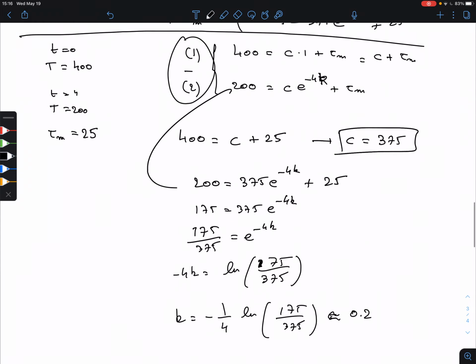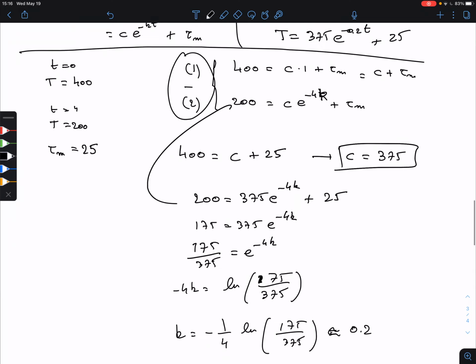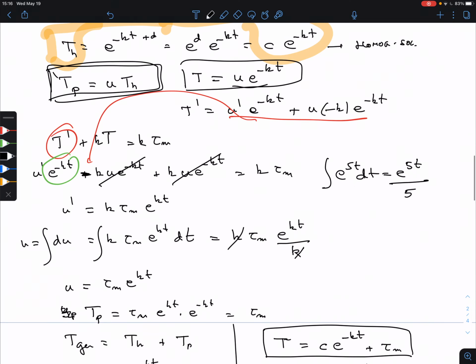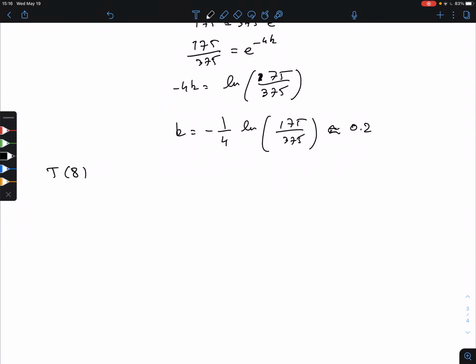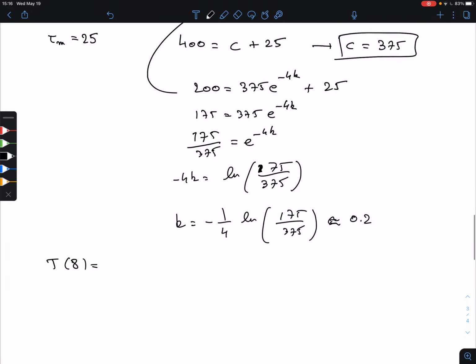If you work this out, T at 8 is going to be 375 e to the minus 0.2 times 8 plus 25. And if you calculate that number, it's supposedly 107 degrees. So after 8 minutes, it's getting there, but it's still hot.